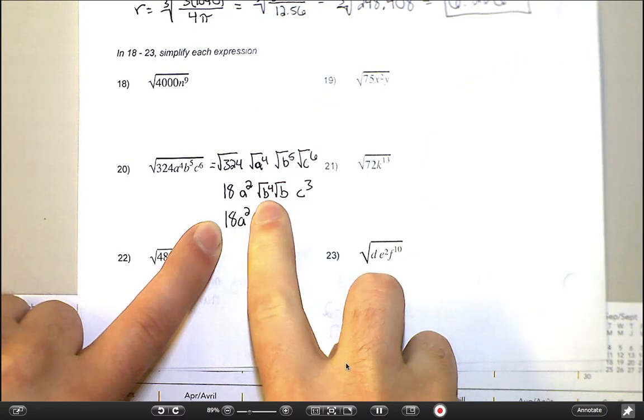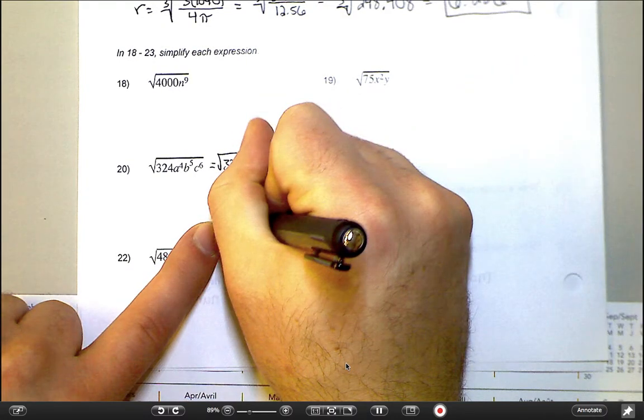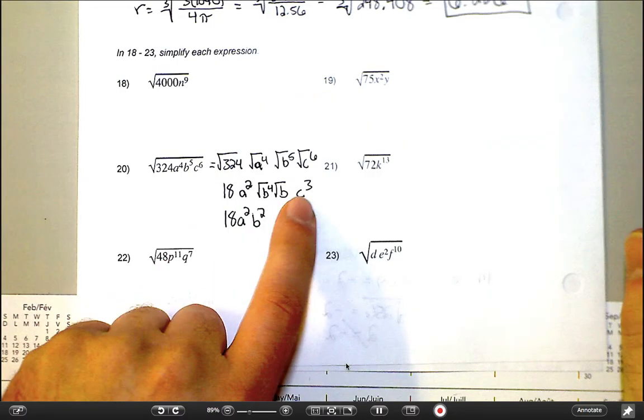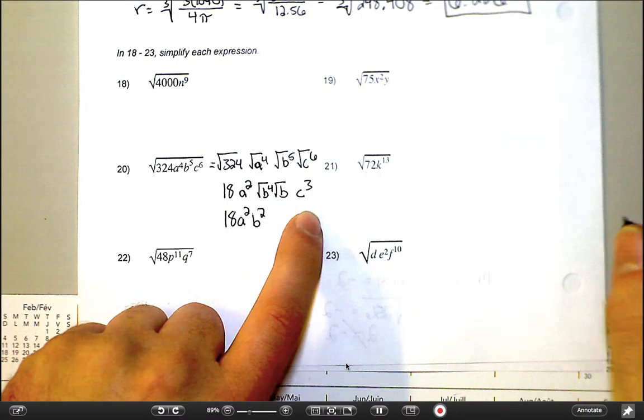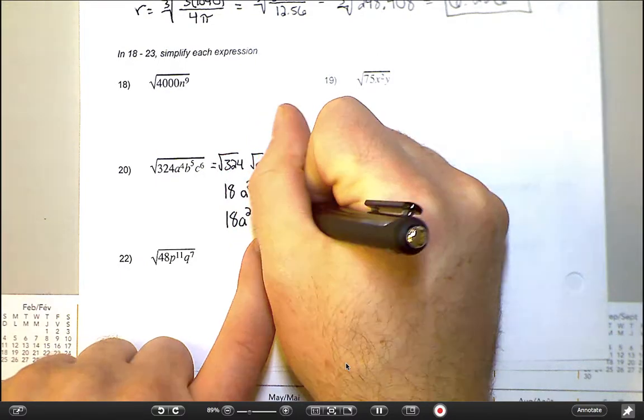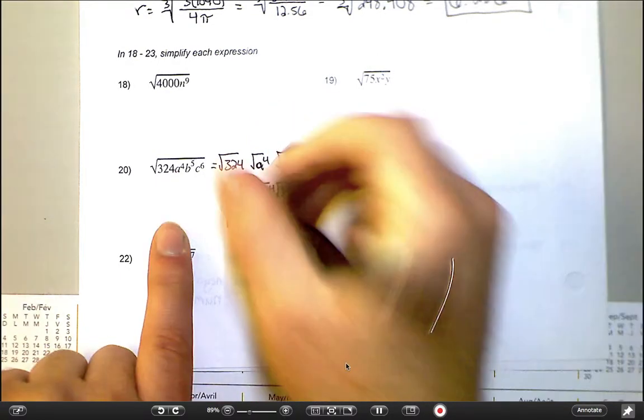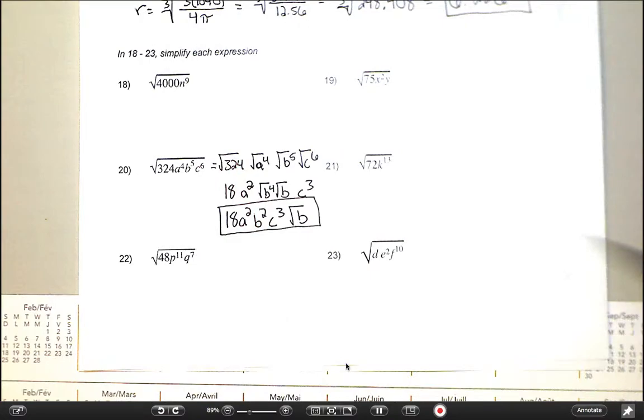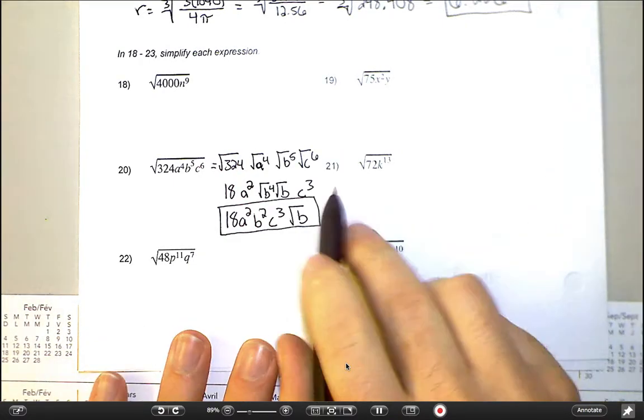The square root of b to the 4th, just like a to the 4th, is going to be b to the 2nd. Now, at the end here, I want to take the square root of b and actually throw it to the end, so c to the 3rd is going to come next, then the square root of b. And that is all that I can do. That is your answer.